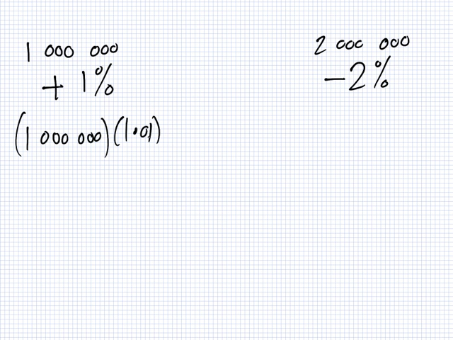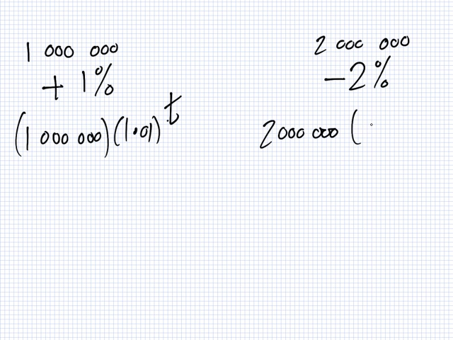1.01. After another year, you multiply by 1.01 again. Squared. And then after 3 years, cubed. After t years, it's 1.01^t. This account will be 2 million.